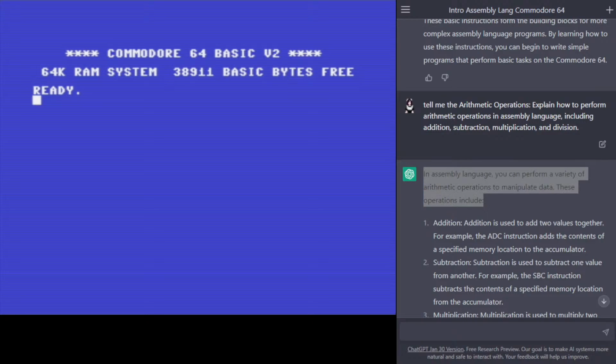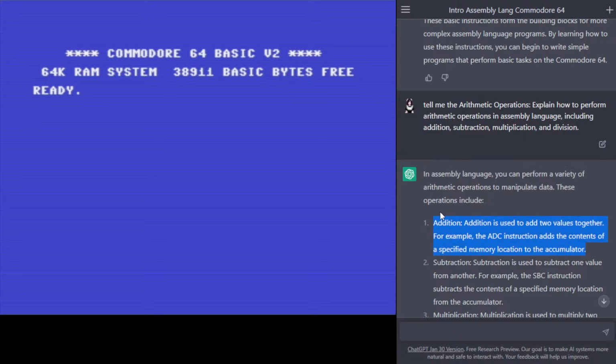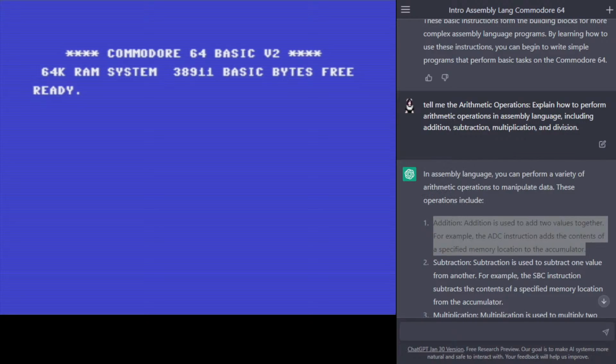In assembly language, you can perform a variety of arithmetic operations to manipulate data. These operations include addition. Addition is used to add two values together. For example, the ADC instruction adds the contents of a specified memory location to the accumulator.